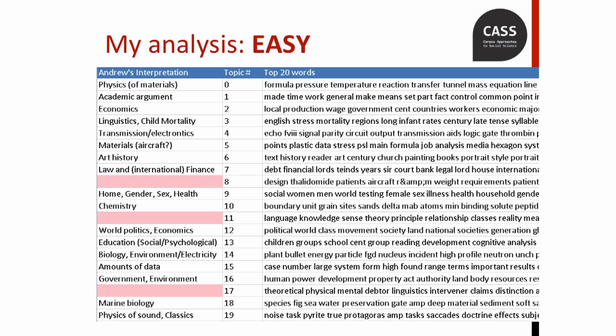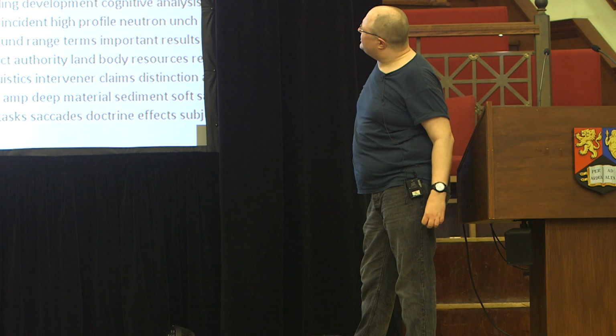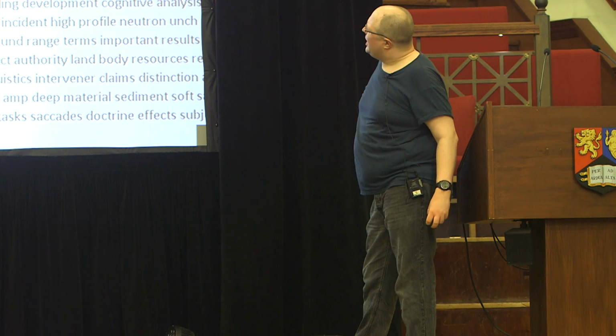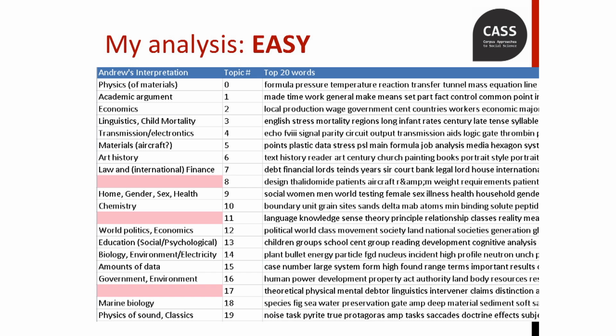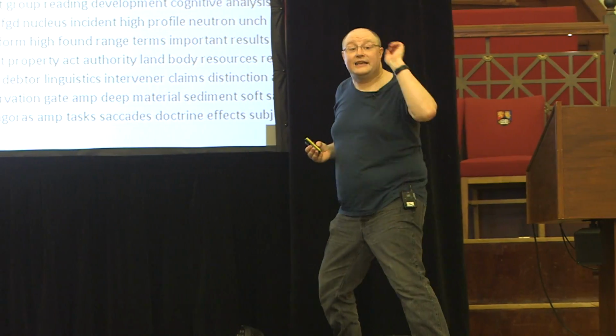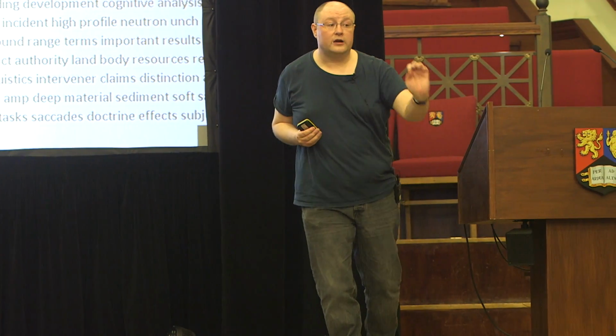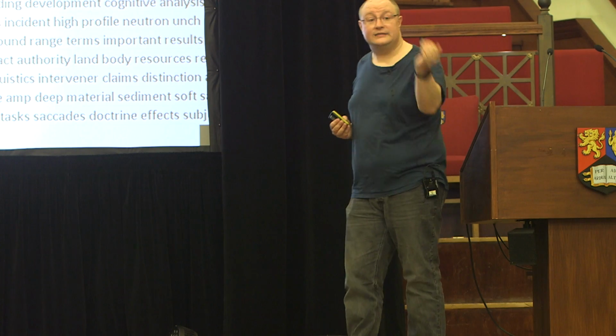Economics. Then some which were kind of compounds, linguistics and child mortality ended up together. Transmission electronics, aircraft materials, art history, law and finance, chemistry, home, gender, sex, health, that seemed to all be together. Government environment. This was another argumentative one: amounts of data, large system form, high found range topic. Again, I didn't look at anything beyond this, because that's not what is done in the digital humanities. They only look at this.